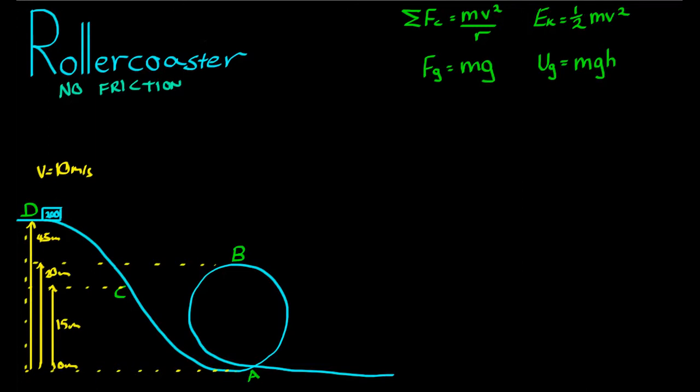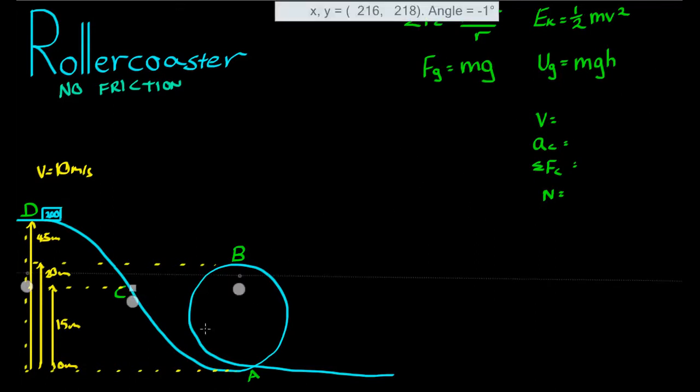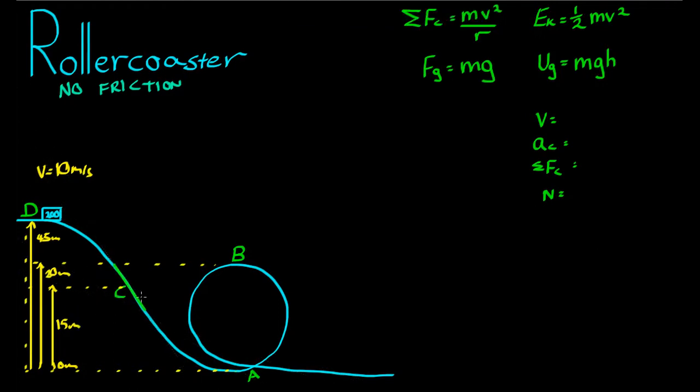And as in the last question, we're going to look at the points D, C, A and B, and we're going to solve for either some or several of these variables: the speed, the centripetal acceleration, the net centripetal force, and then the normal force. And the one detail I will add is that at C we do solve for the normal force this time, but with the added information that at C the tangent is 45 degrees. The track is sloped at 45 degrees at C.